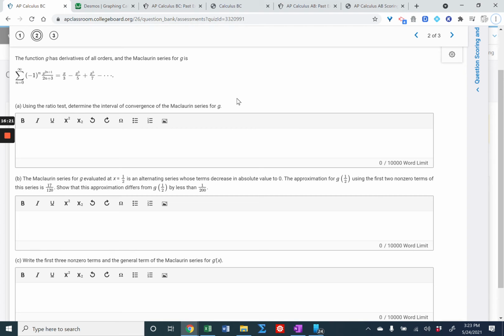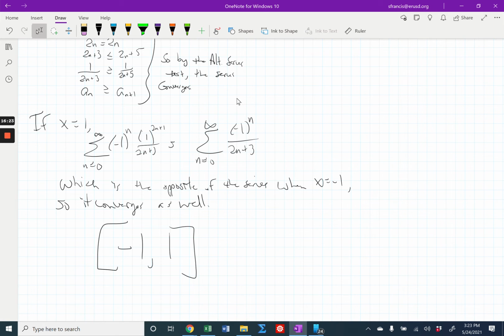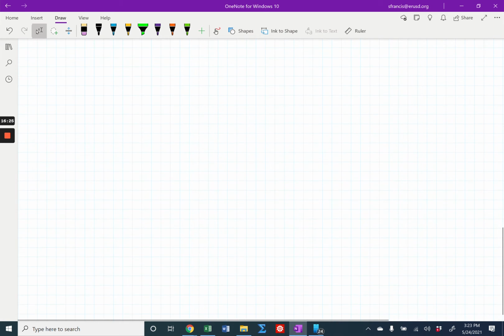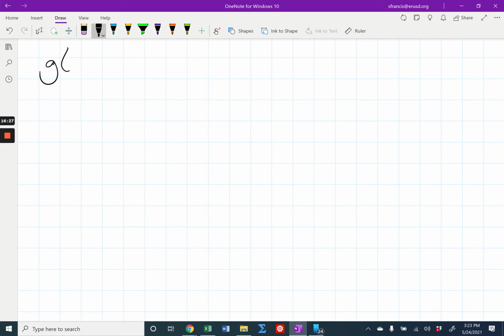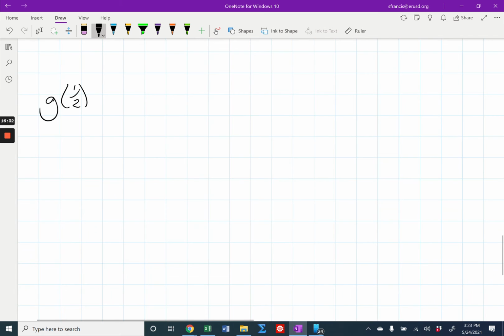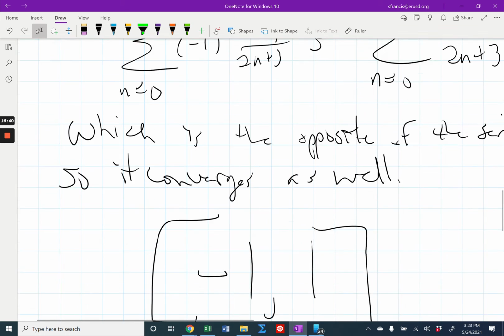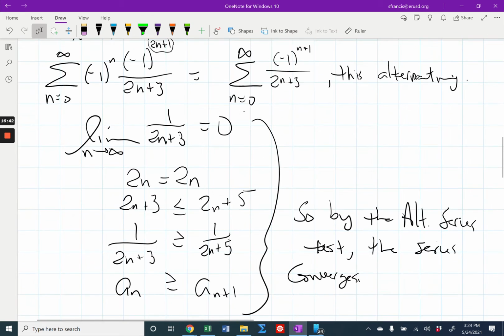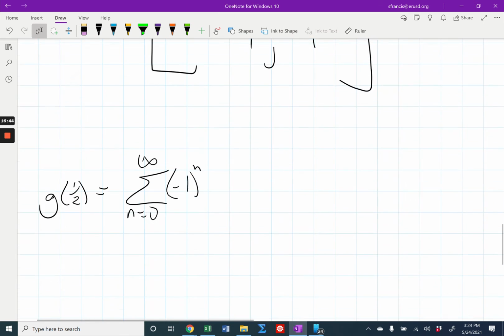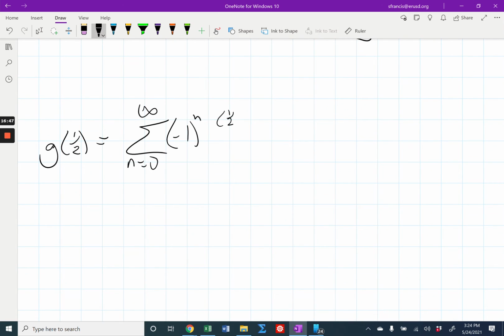This is an alternating series. So G of 1/2 is equal to the sum from n equals 0 to infinity of -1 to the n. Oh, I don't remember the series that well. It's x to the, okay. So it's 1/2 to the, I thought there was a subtraction happening there, I've forgotten. So 2n plus 3 like this, okay?